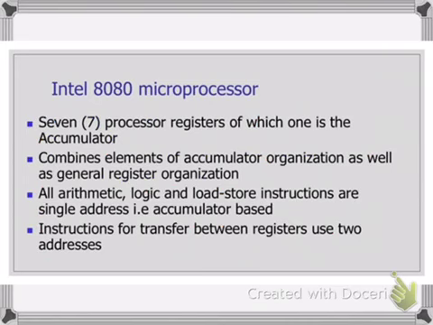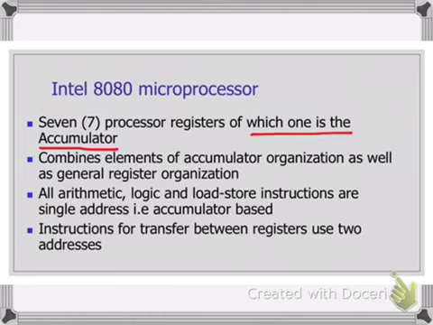We have an Intel 8080 microprocessor. What is the organization for this particular computer? This computer has 7 microprocessor registers, so it falls under general register organization. But one point to be noted is that one of the 7 registers is an accumulator. So it's a combination: you have a general register organization plus a single accumulator organization. Out of 7 registers, 6 are general purpose and 1 is the accumulator. So it combines the elements of accumulator organization as well as general register organization.